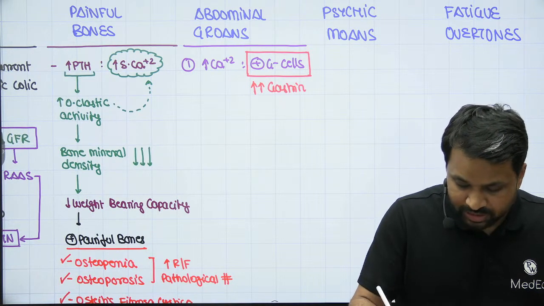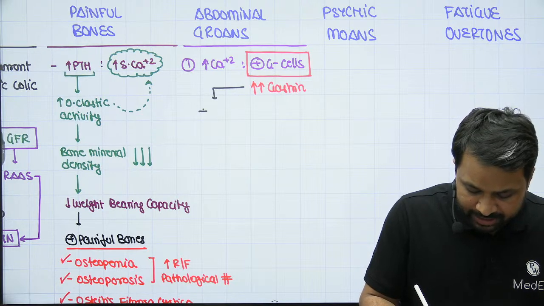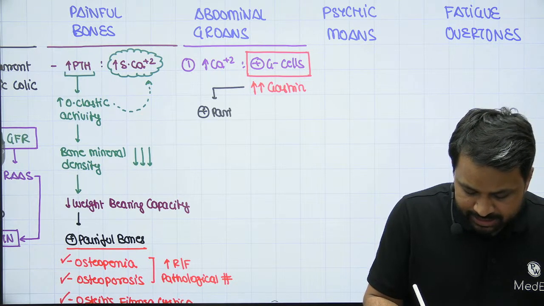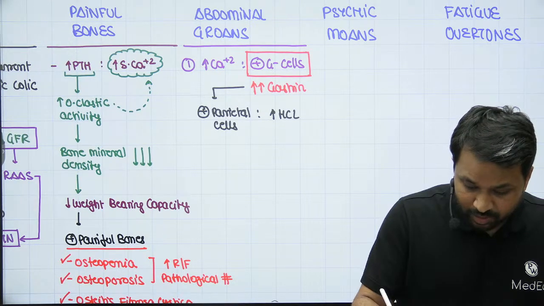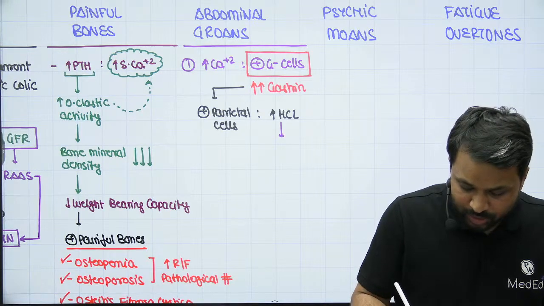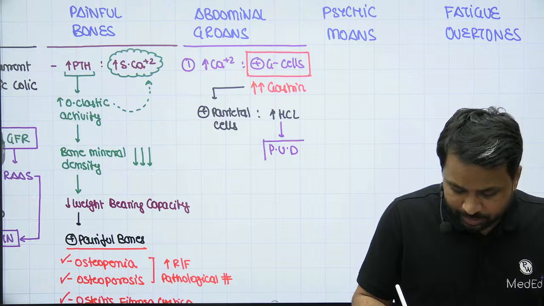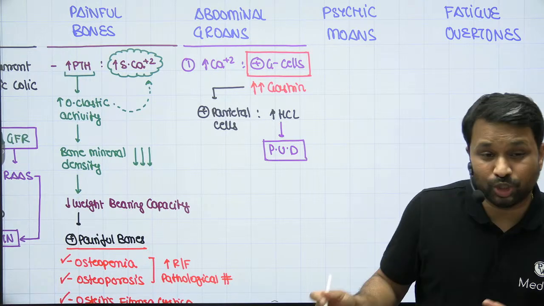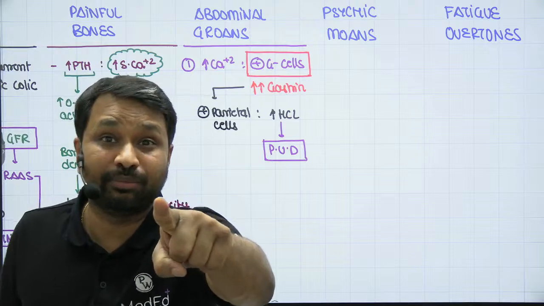We all know the effect of gastrin on the parietal cell. When the gastrin produces more, it activates the parietal cells inside the stomach. When the parietal cells get activated, they will produce more hydrochloric acid. As the concentration of hydrochloric acid increases, this will result in peptic ulcer disease. Needless to tell you, a peptic ulcer disease patient will present with abdominal pains. So this is going to be a hypergastrinemic peptic ulcer disease.